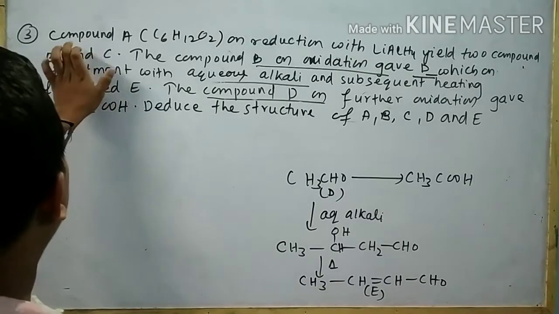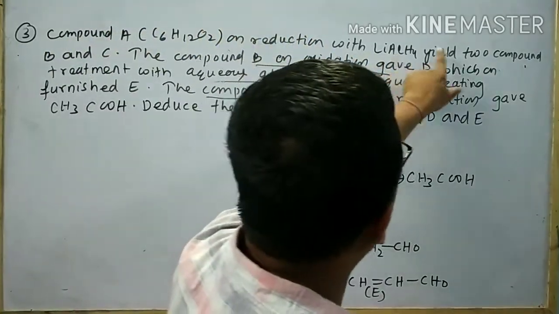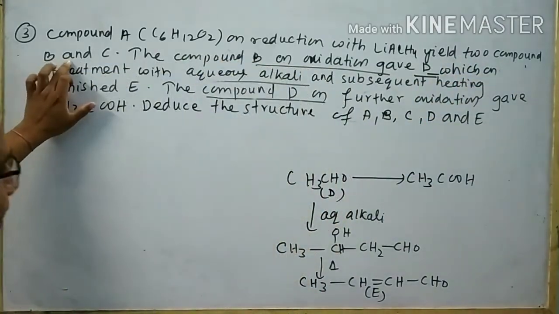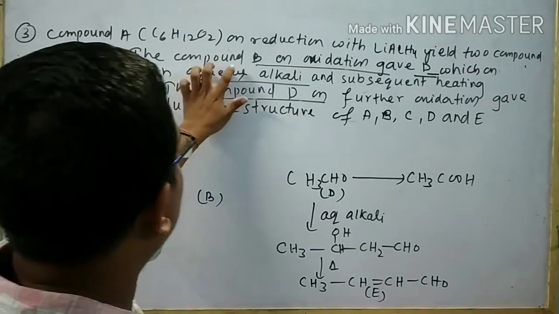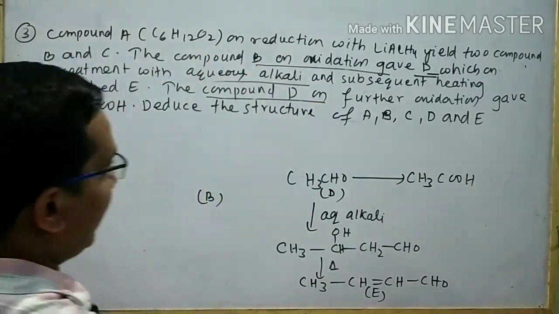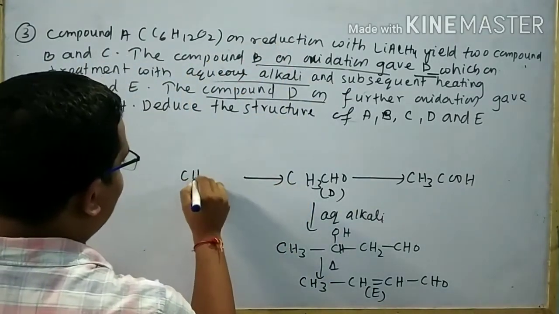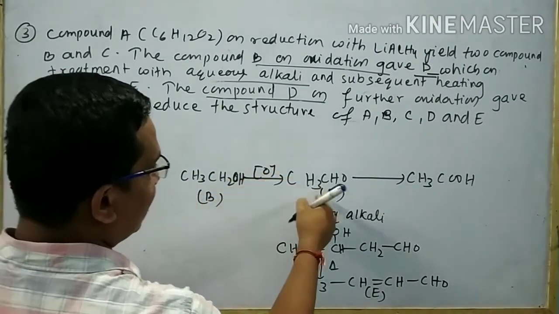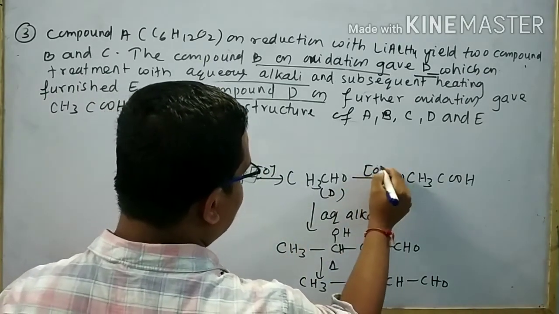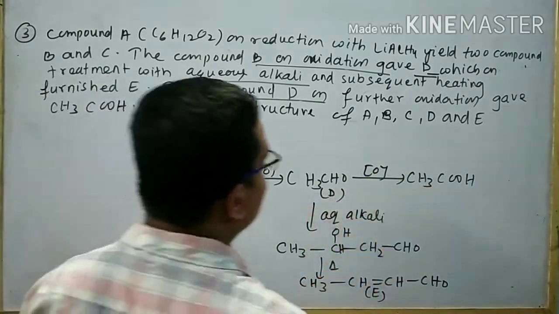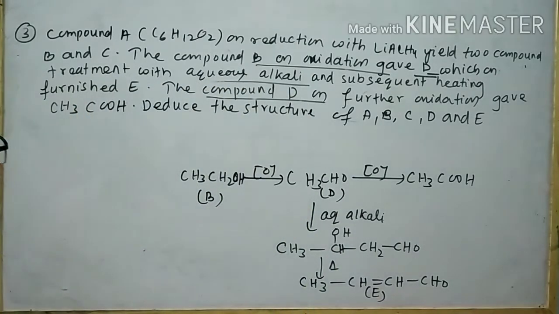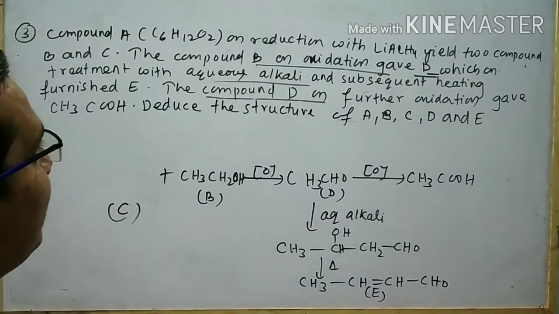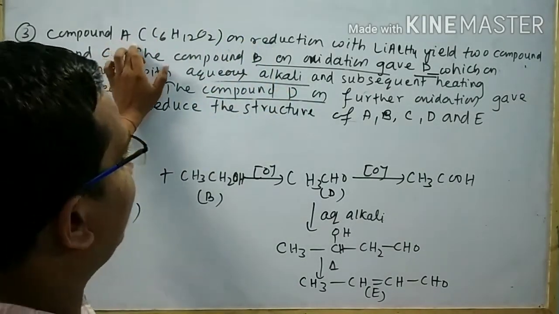Next, compound A on reduction with lithium aluminum hydride yields two compounds B and C. The compound B on oxidation gave D. That means this is ethyl alcohol, CH3CH2OH. Ethyl alcohol undergoes oxidation and gives acetaldehyde. This D product undergoes oxidation and gives acetic acid.